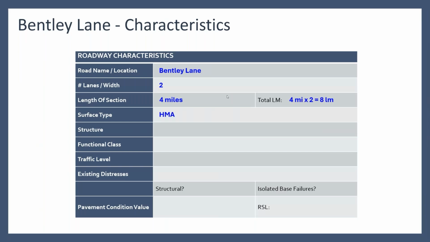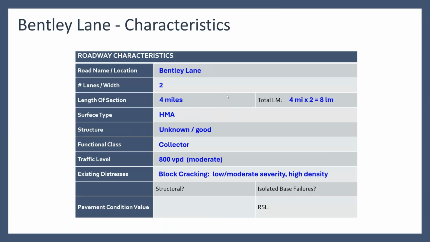So 2 lanes, 4 miles, that's 8 lane miles, asphalt, unknown structure, but we do know enough to know that it was good. It's a collector, moderate traffic level, block cracking. So that is not structural. That's good. That means we have more options in our treatment basket. No isolated base failures. We've got fair condition, maybe 8 years of life left.